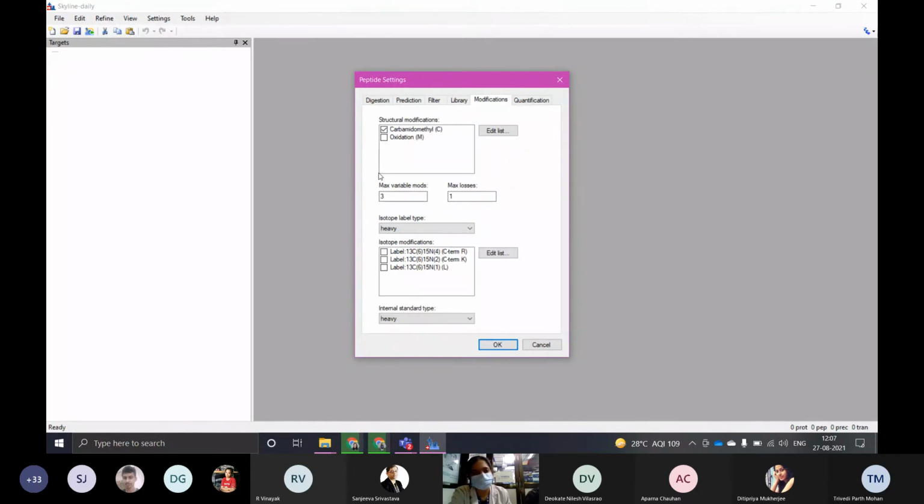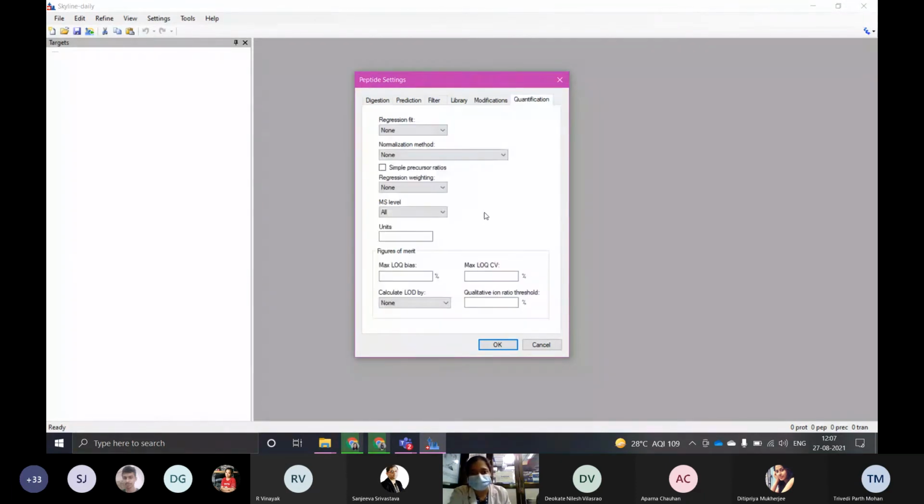Then if you are adding any particular peptides that you know have certain modifications, you have to mention them here. So we usually add carbamidomethyl modification. If you are spiking in heavy labeled synthetic peptides, as sir has said, then you will be adding these kinds of modifications where the C terminal is heavy labeled. And this particular tab is used for quantification, but I don't think it will be relevant for you guys right now.